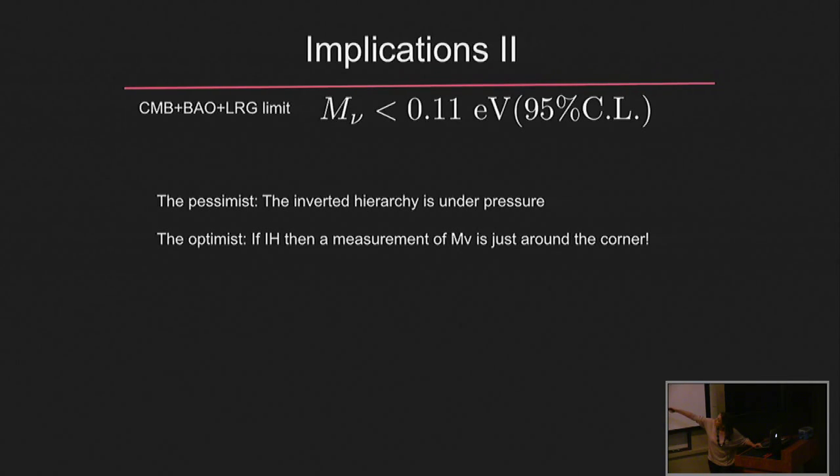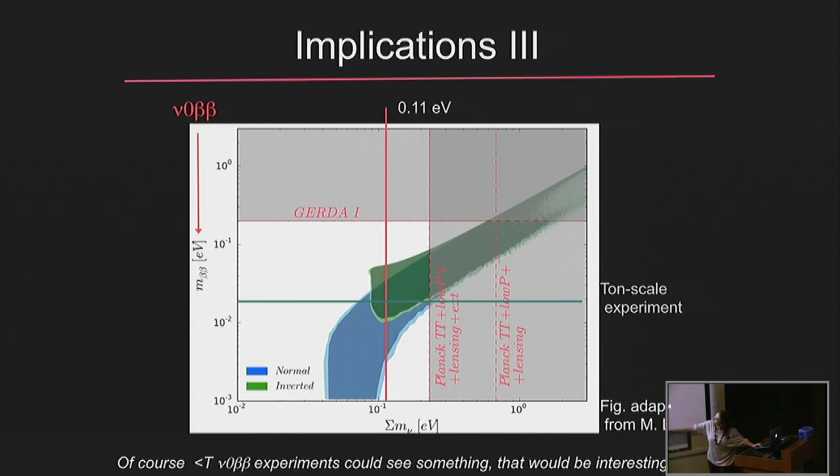For the pessimist, the inverted hierarchy is under pressure. For the optimist, if inverted hierarchy, then a measurement of neutrino mass is just around the corner. For those of you who are interested in neutrino-less double beta decay, to see something, you need at least a ton scale experiment. This is the sensitivity area of neutrino-less double beta decay, depending on the hierarchy, normal or inverted. Now, this is what is called the nightmare scenario, because for the normal hierarchy, there's a regime in the sum of the masses and the effective mass where they're not sensitive at all.